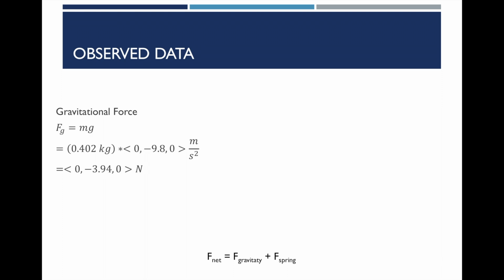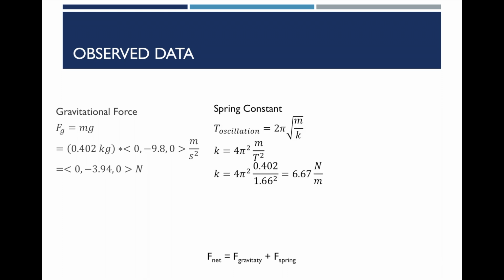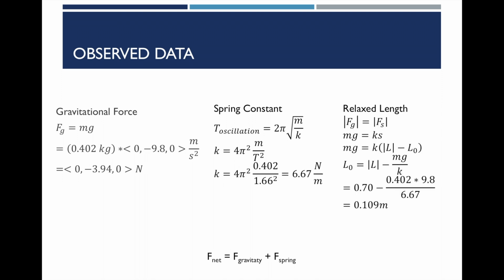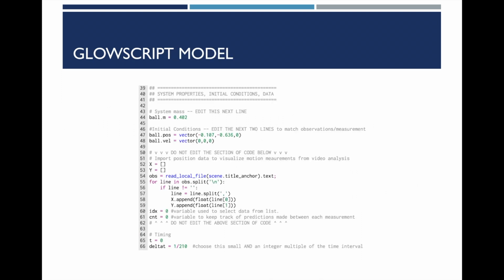The last thing that is needed to determine the net force is the spring force, which is equal to the spring constant times the length of the spring times the direction. First, let's calculate the spring constant. By using the formula, the oscillation time is equal to 2 pi times the square root of mass divided by the constant. It can be rearranged to solve for the constant, which was calculated to be 6.67 newtons per meter. The relaxed length of the spring then needs to be calculated. At equilibrium, we know that the y forces cancel out, so we can set them equal to each other at this time. By rearranging the equation to solve for the relaxed length, we get 0.109 meters.